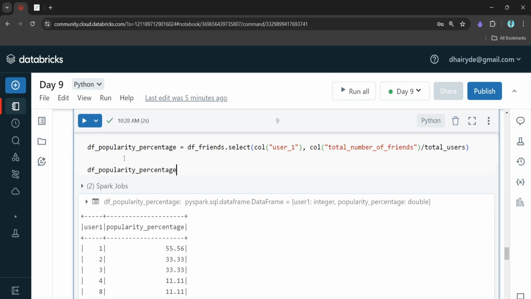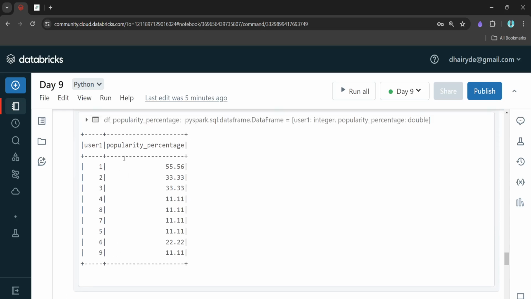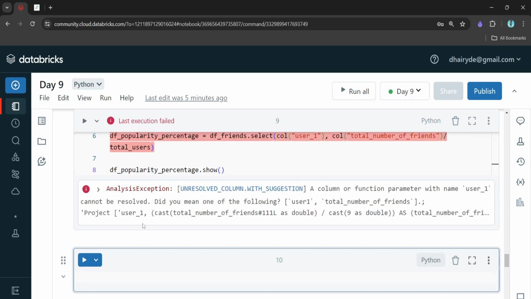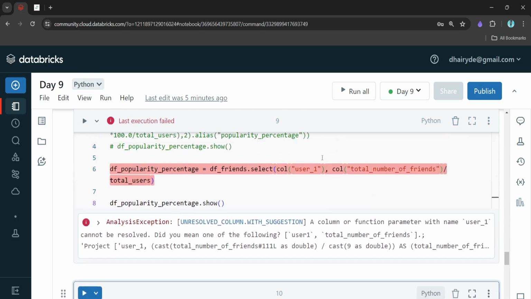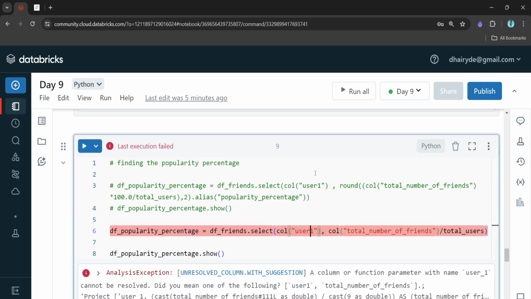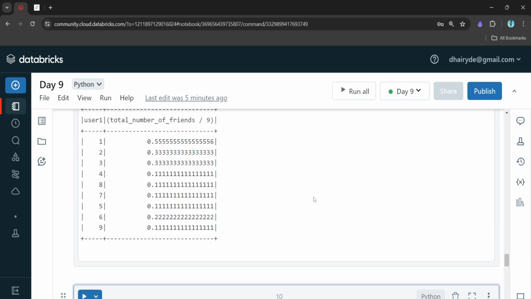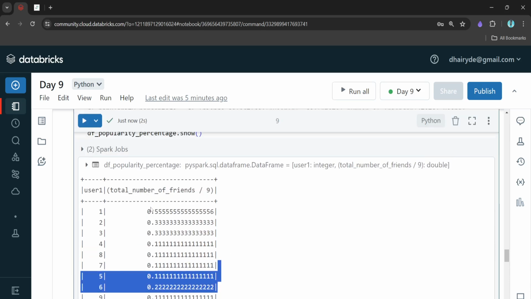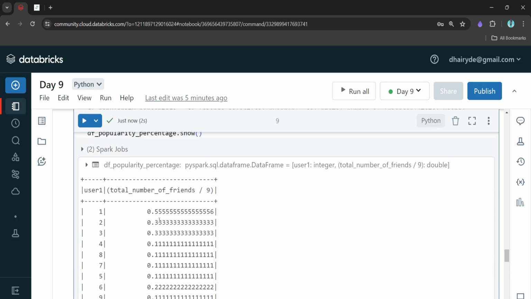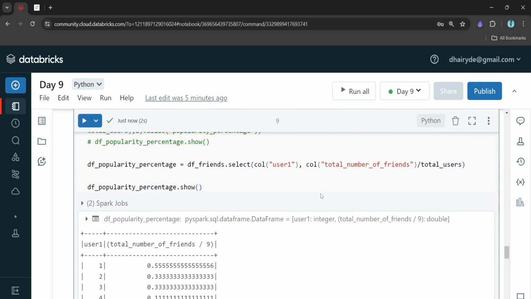We have a lot of things to do over here. I will show you step by step, right? There is something missing. Okay, it is user one, not user underscore one. Okay, now if you see, we have the answer, but not in the correct format. Now it's all about formatting the data.